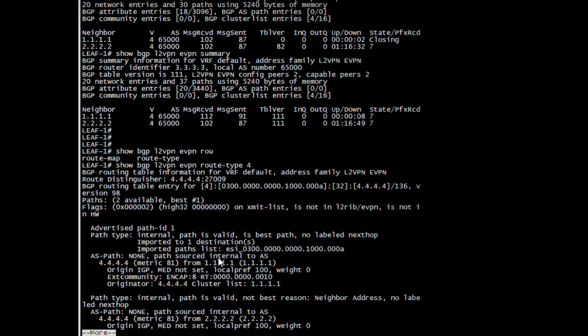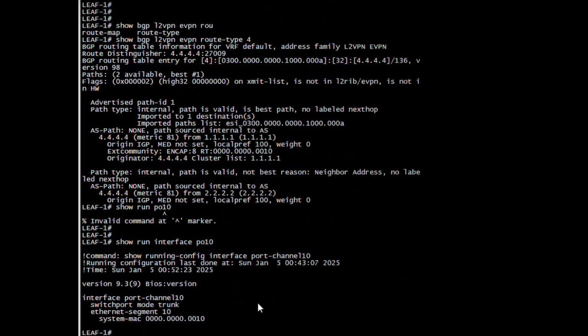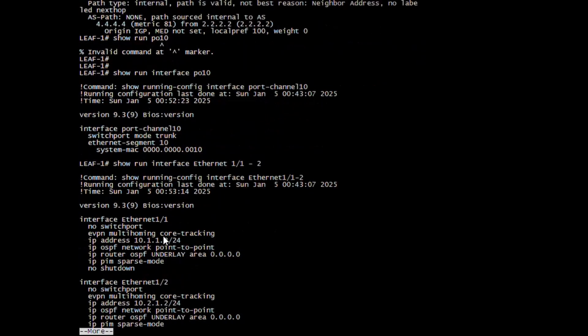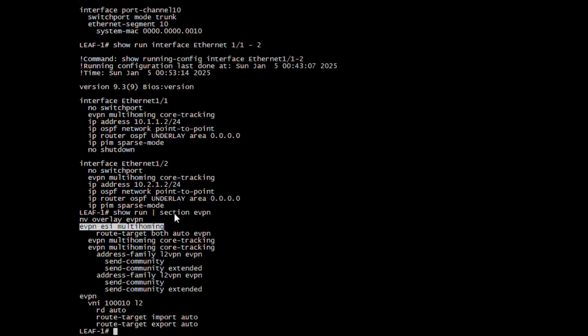And in terms of the route target that was mentioned earlier, this is what happens when we configure the Ethernet segment on our interfaces towards the customer edge device. In terms of configuration, the Ethernet segment value goes under the port channel towards the customer edge device. We define the Ethernet segment identifier along with the system MAC. Also, as a prerequisite, this command needs EVPN multi-homing core tracking enabled on the links towards the spines. These are my interfaces towards the spines, and I've got the EVPN multi-homing core tracking enabled. It also needs the EVPN multi-homing feature enabled globally, and this is the command to do it: EVPN ESI multi-homing.